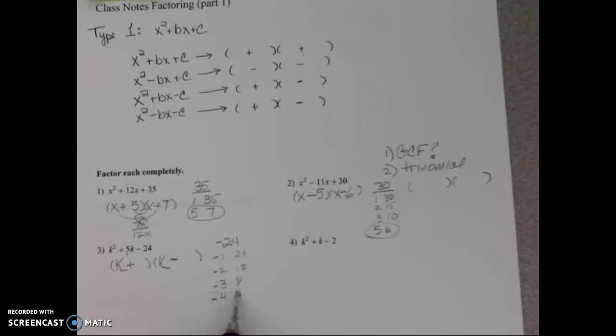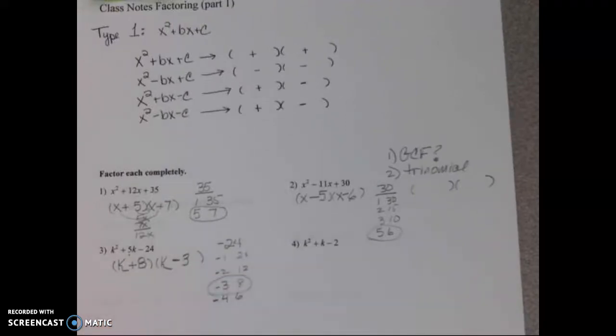Okay, I feel like this is it. Negative 3 plus 8 is 5. We can check it. K times k is k squared. 8 times negative 3 is negative 24. To get the middle term, you multiply these together, so it's negative 3k plus 8k. Putting those like terms together, I get 5k. It worked. Whoop, whoop. Here's another.